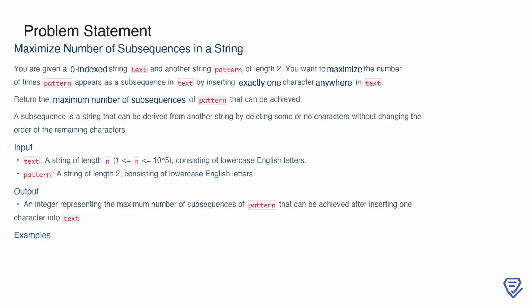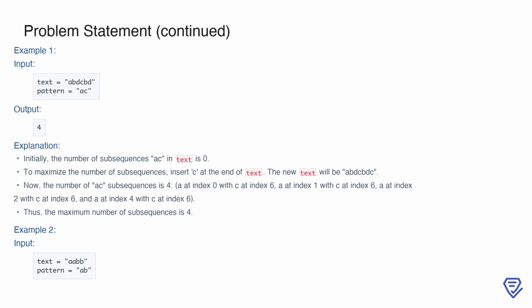For example, if text is abcd and pattern is ac, the initial number of subsequences of ac in text is 0. By inserting the character c at the end of text, the new string becomes abcdc. Now, there are 4 valid subsequences of ac: the a at index 0 pairs with the c at index 6, the a at index 1 pairs with the c at index 6, and so on. This gives us a total of 4 subsequences of ac, which is the maximum possible in this case. Therefore, the output is 4.